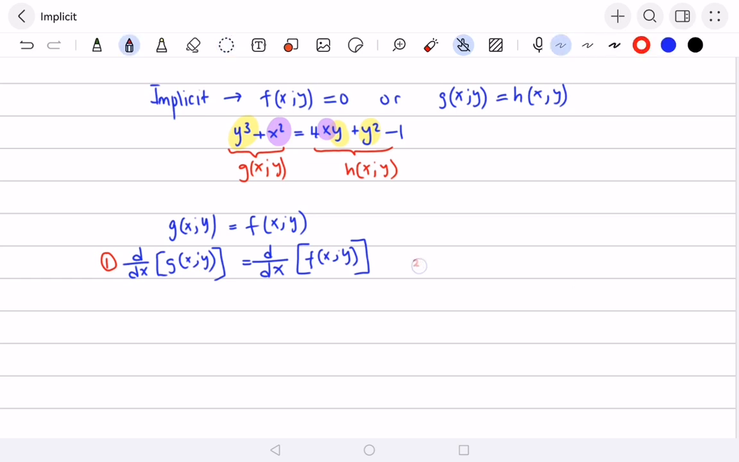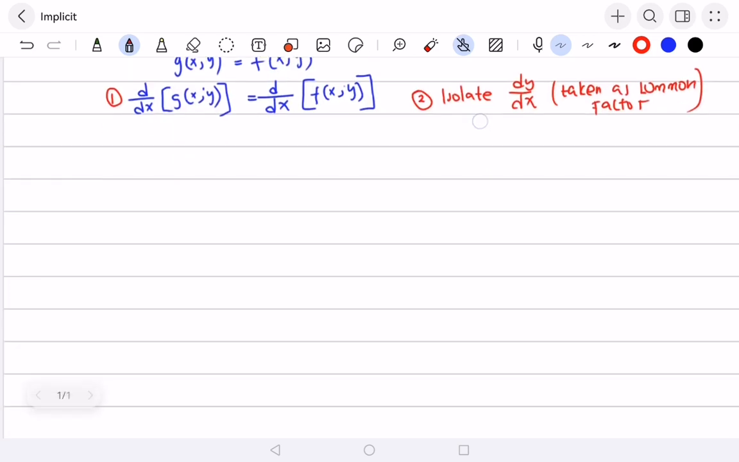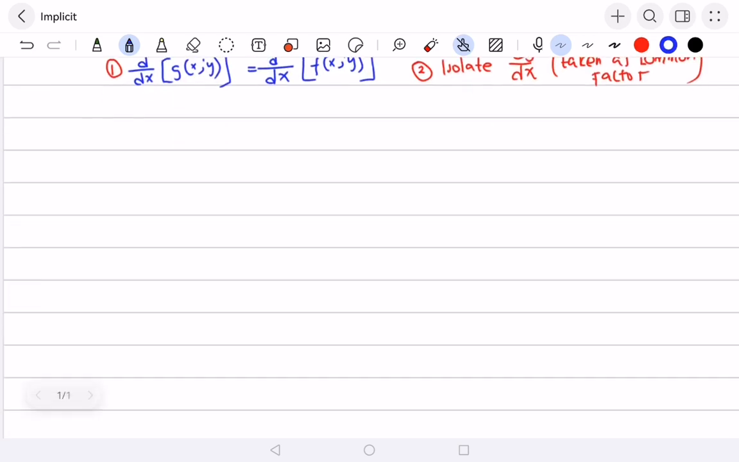Step number two is to isolate dy over dx. This can happen by taking the common factor. You'll see once we do this. So these are the two steps of doing an implicit differentiation. We're going to take one example now. Let us look at example number one.